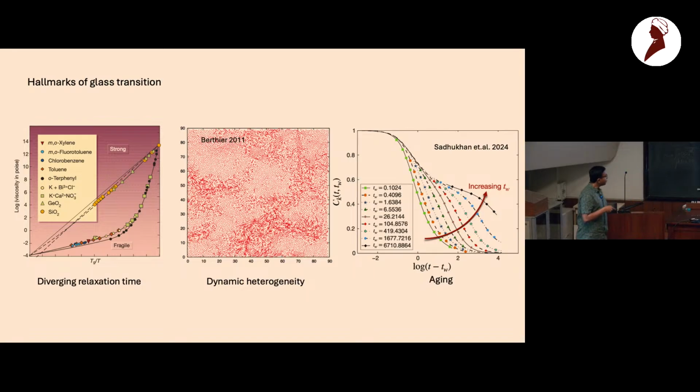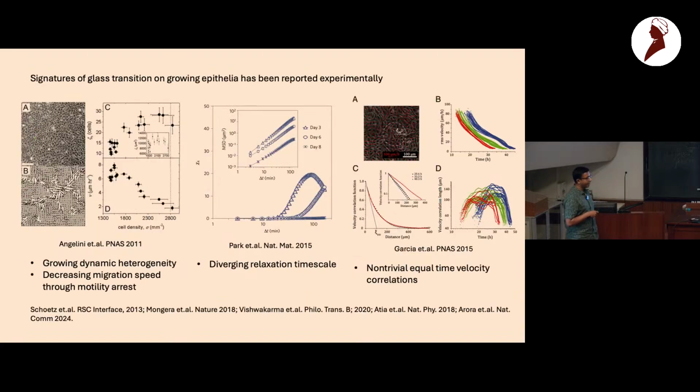And some features of these have been identified and observed in experimental systems in epithelia as well. So for example, here is a very famous example of the observation of dynamical heterogeneity in 2D epithelia. And what is interesting is that if you measure the average velocity as the cell density increases through cell division, the average velocity decreases, and the size of this dynamical heterogeneity increases and eventually saturates to a maximum value as you increase the cell density.